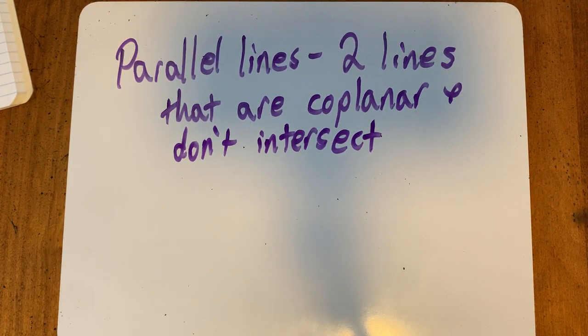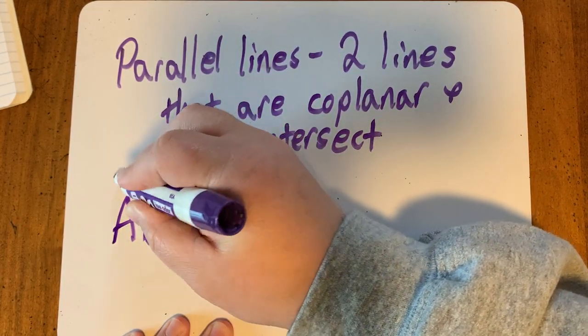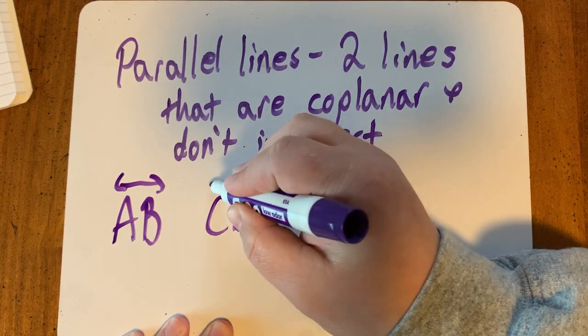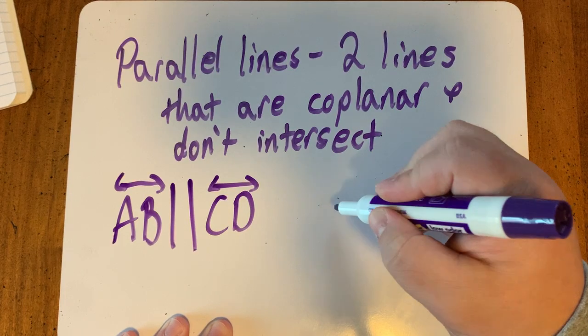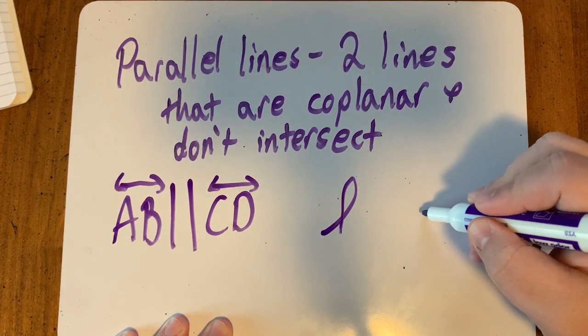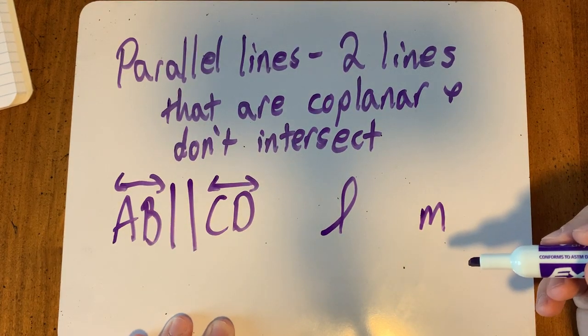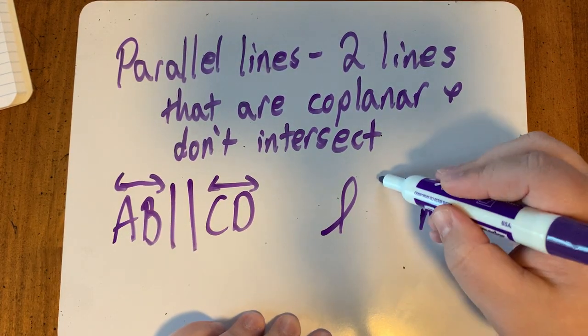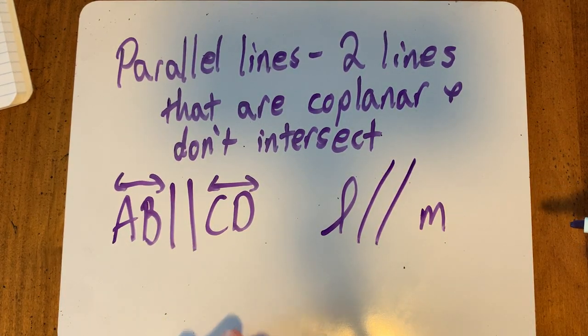The symbol we use for parallel lines is either two vertical lines that aren't crossing or two diagonal lines that aren't crossing. So if, say, AB was parallel to CD, we could have two vertical lines like that. Or let's say line L was parallel to line M. By the way, that's a cursive L. That's how I write my cursive L, if you see it. And we could do diagonal lines like that. Either one of these is fine.